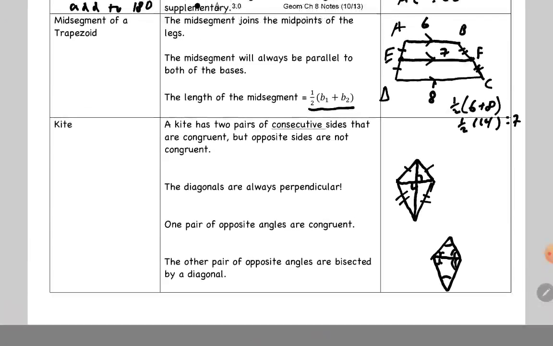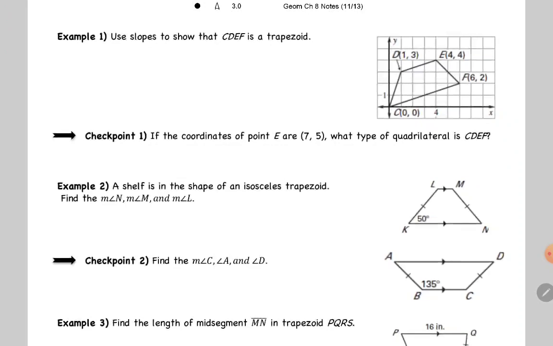So let's go do some examples. Example 1, use slopes to show that CDEF is a trapezoid. So we're looking at the picture here, and we're going to assume that this line is parallel to that line. So how do we show that? We use the slope formula.